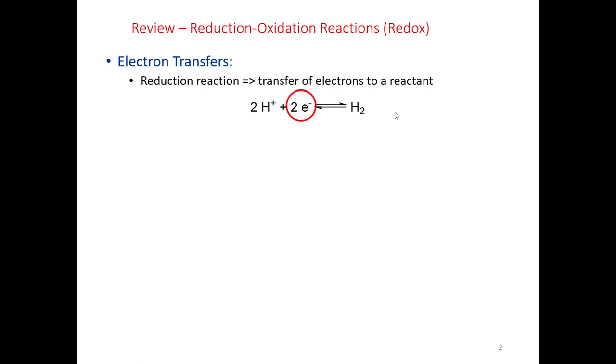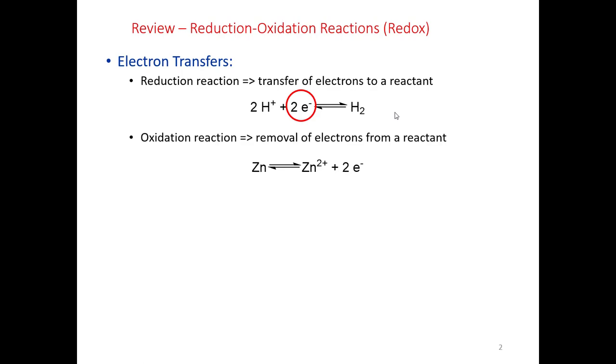The other type of electron transfer is an oxidation reaction, and that's where electrons are removed from a reactant. In this case, you can see zinc is being oxidized to zinc 2+, and 2 electrons are coming from this zinc 0 center. You can tell that this is an oxidation reaction because the electrons are in the product portion of the reaction, so on the right side of the reaction arrow or equilibrium arrow.